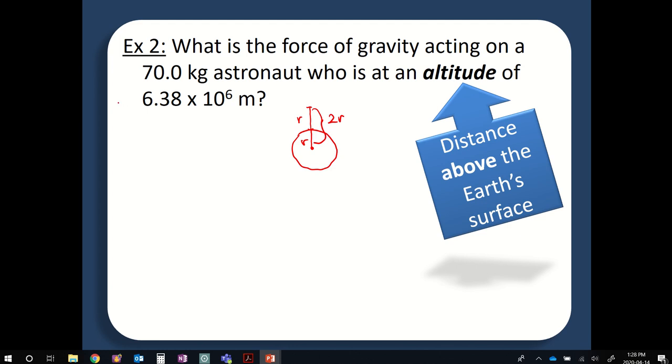Again, this was the value for r in the first example. So the further away, the smaller the force should be, right? Because if you go far enough from the surface of the Earth, you will actually experience zero gravity. You'll be able to float. So we should be expecting a lower value than in the first example. Let's see what we get.